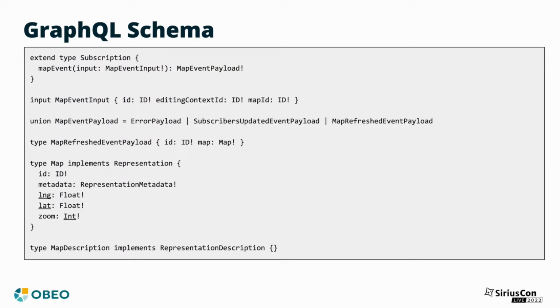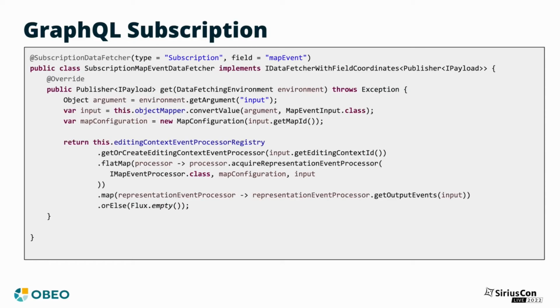So first of all, we need to extend the GraphQL schema to add map related concepts. You can see that we have a map event field on the subscription, which can return a map event payload. That map event payload can be a map refreshed event payload, and the map refreshed event payload contains the map with the GPS coordinates. To connect the GraphQL layer with our collaborative code, we need the data fetcher, which will support those map events. It will receive the request from the front end asking to be subscribed to a specific map ID. And then using the editing context event processor registry, it will acquire the representation event processor and subscribe to its events.